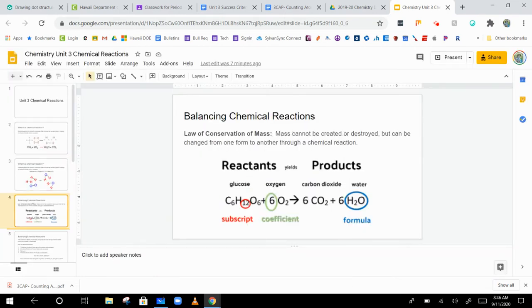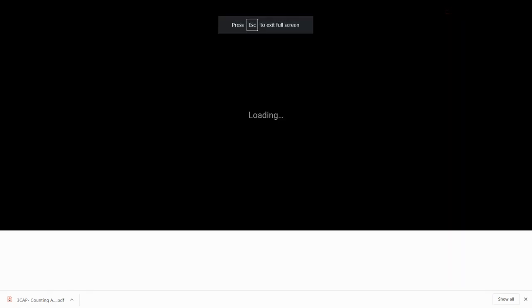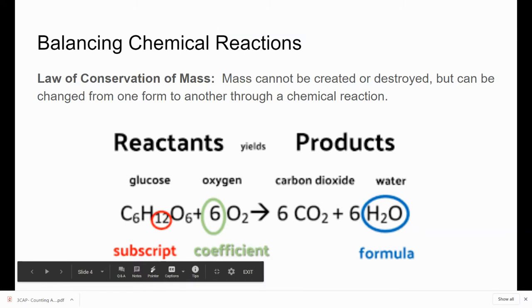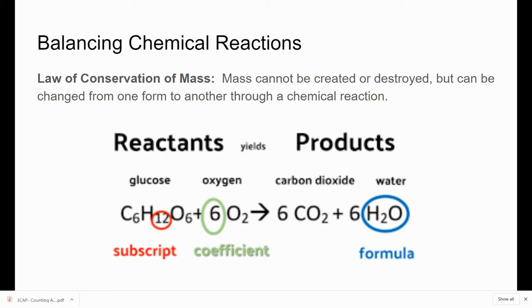Okay, now it's important when we look at a chemical reaction that we have the same amount of atoms of each element on both sides of the reaction. Okay, so on the left-hand side, we always have the reactants, and on the right-hand side, we always have the products. So you'll hear me say this a lot: reactants, products. Hear those terms a lot. Okay, reactants are on the left-hand side, products are on the right-hand side.